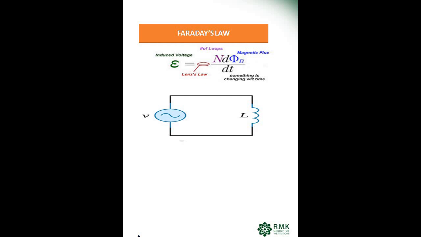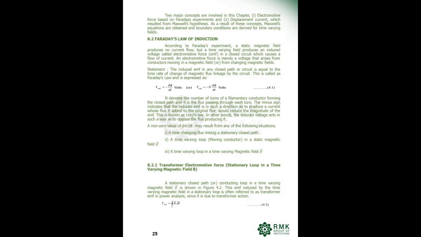What is Lenz's law? The polarity of the induced EMF will be such that it opposes the change of the magnetic flux. So the minus sign is given here; the induced EMF will be opposing the magnetic field. So this is Faraday's law. With the help of Faraday's law, we are going to derive Maxwell's second equation. We will see how it is derived. V is the induced EMF, V equals minus d phi by dt, or minus N into d phi by dt depending upon the number of turns.